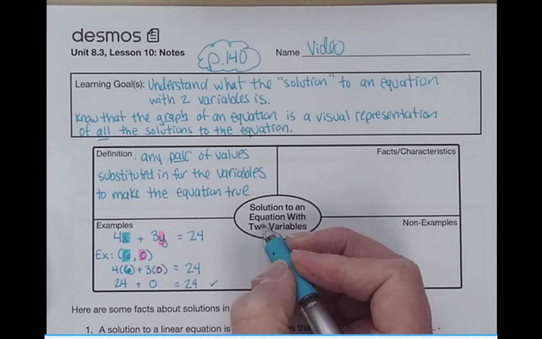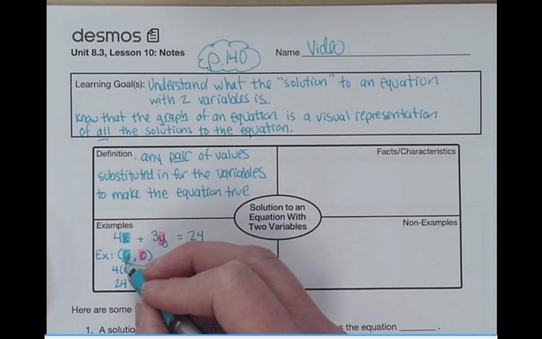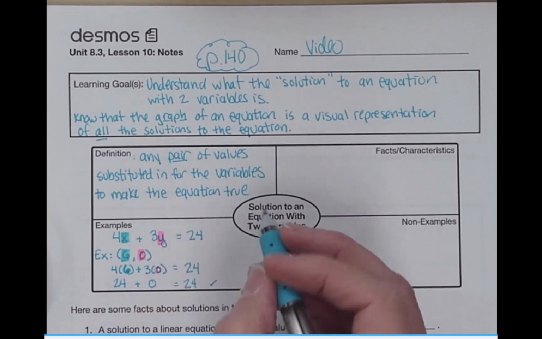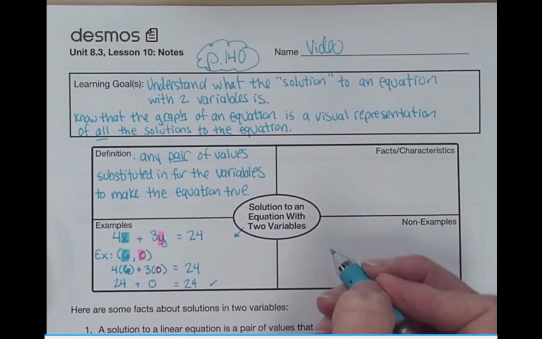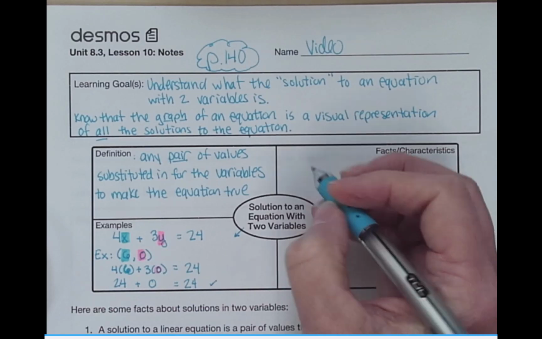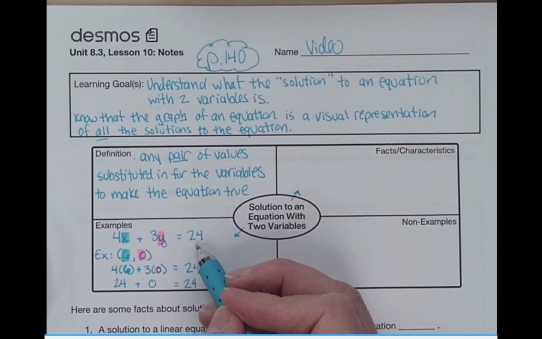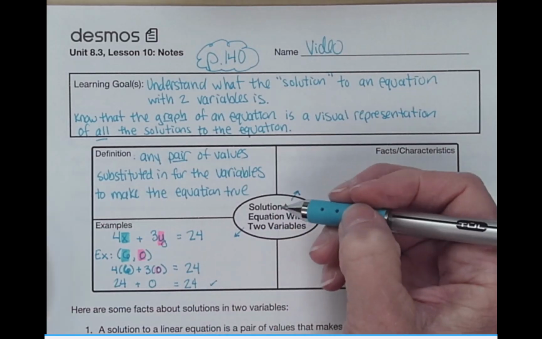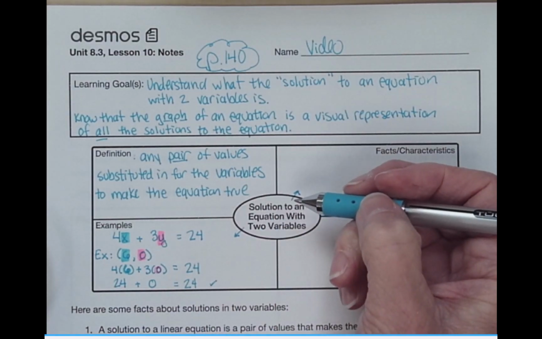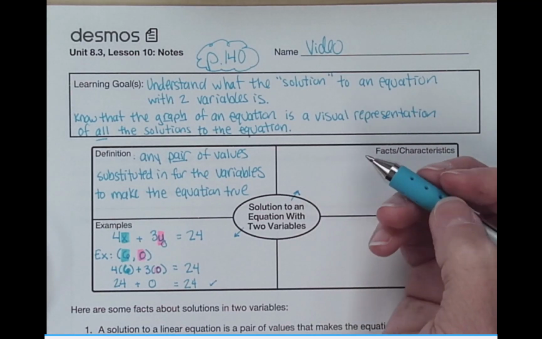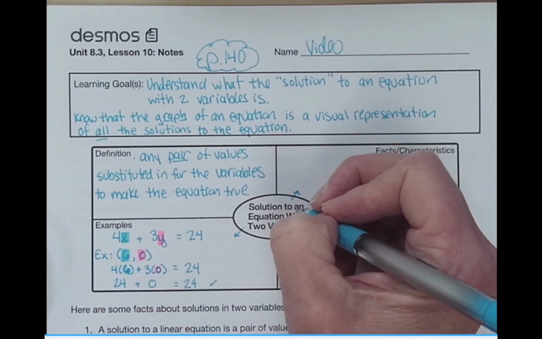So one way we can check to see that we have a solution is to substitute those things in. But there's another important thing to know. This equation, if I were to graph it, the solution to an equation with two variables is any point on the line that represents that equation. Let's see how I can say this.